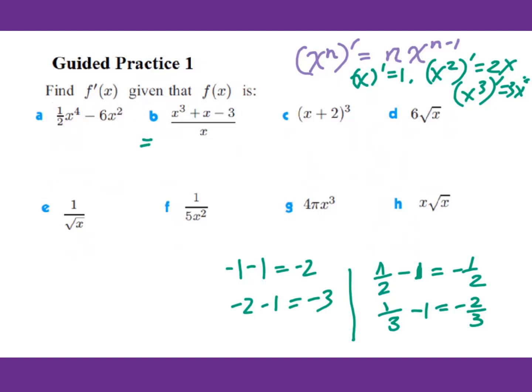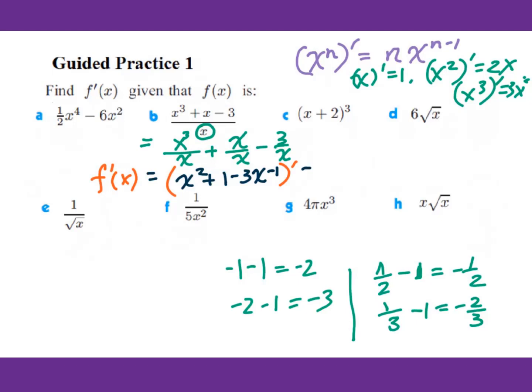For B, when you have a monomial as denominator, always separate. So we have x third over x plus x over x minus 3 over x. Then change everything into power form. Therefore, you will get x squared plus 1 minus 3x to the negative first power. For the first one, you will get 2x. Constant number will be 0, it's gone.